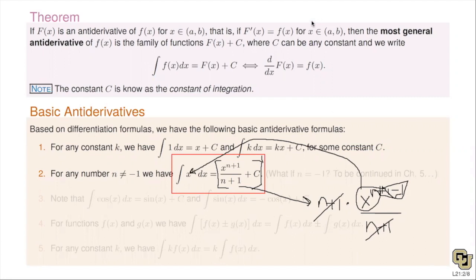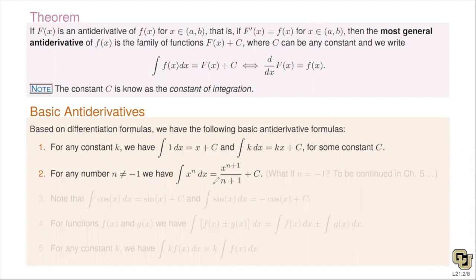So then we can claim that the antiderivative of x to the n is x to the n plus 1 over n plus 1 plus c. So what about this n not equal to -1 business? When n is equal to -1, we're trying to find the integral of 1 over x dx.